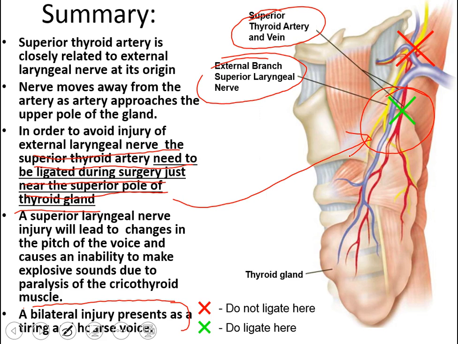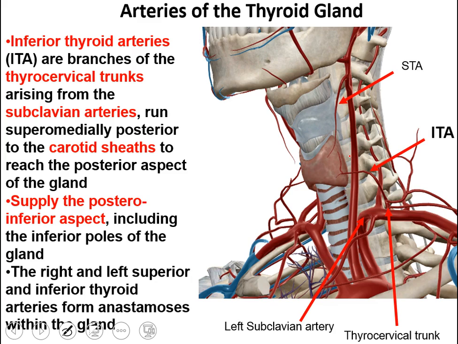Now let's talk about the inferior thyroid artery. The inferior thyroid artery is a branch of the thyrocervical trunk arising from the subclavian artery. It makes a bend and looks tortuous due to the fact that the thyroid gland moves up and down during each swallowing. If this artery did not have the ability to extend, it would be traumatized during movements of the larynx and thyroid gland.